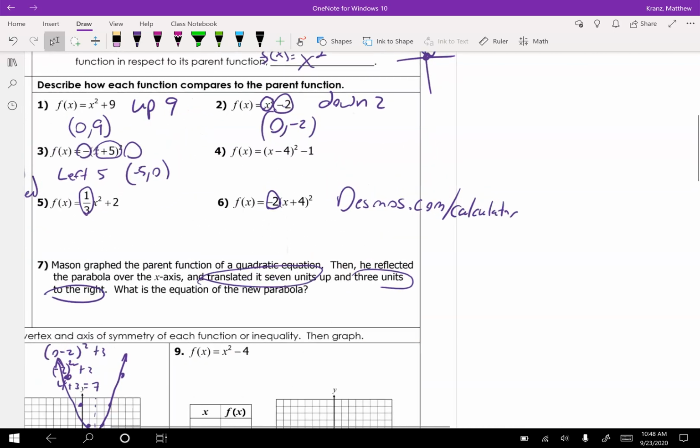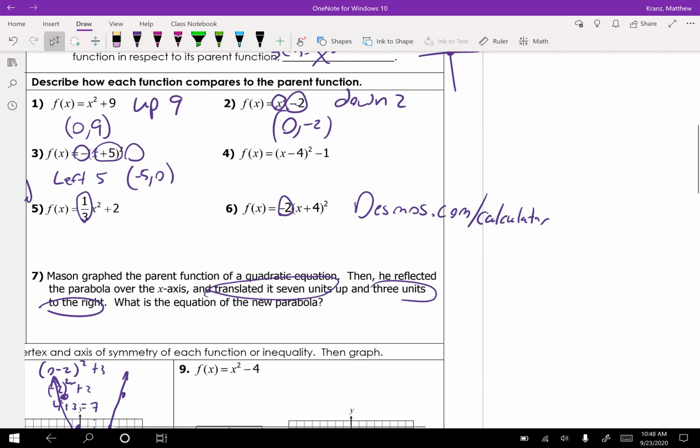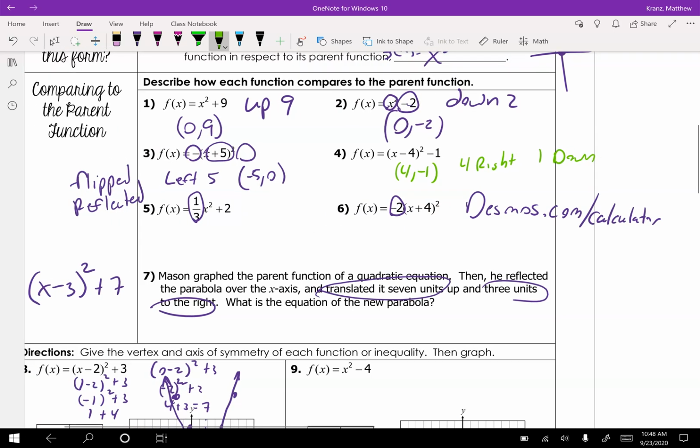So when we look at this, we see here we're -4, so that's a +4 minus 1. That's going to be our vertex. So we can say this is 4, 1 down. When we go to 5, let's worry about that 1/3 later. Right now we just have a +2, but nothing with the x in parentheses, so it's going to be 0, 2. So 2 up.